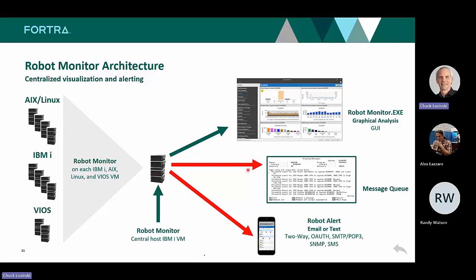The notification can happen two ways. We can either put a message into a message queue, and then any message monitoring technology like Robot Console can pick that up and send it out, or we can interface directly to what's called Robot Alert. So if you already have Robot Alert in your environment, you can drop Robot Monitor in and send out notification that way.